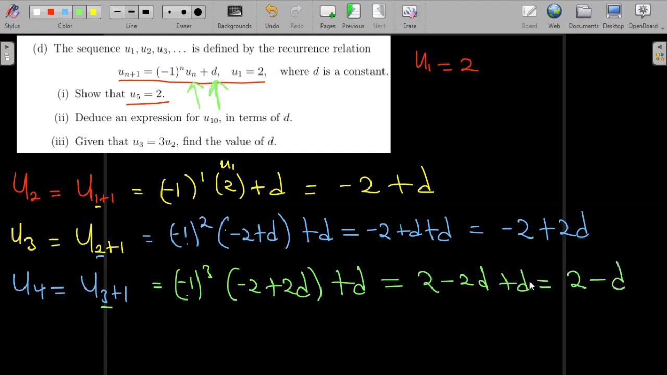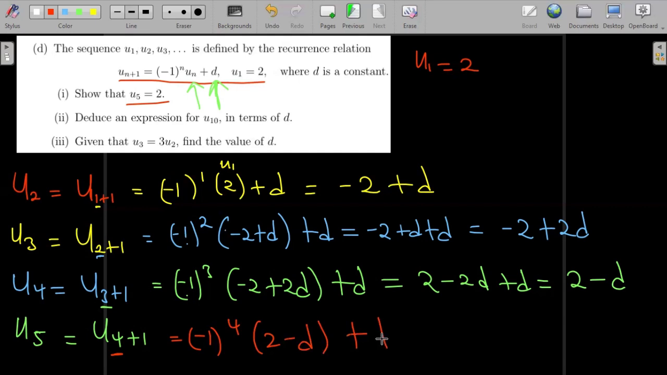Okay, so let's look at U5. U5 is the same as U4 plus 1. So the N is 4 now. So minus 1, the power 4. And then here, I'm going to put U4. But U4 is just 2 minus D. And then plus D. So this one is raised to an even power. So it will be a positive number. So positive 1 multiplied by 2 minus D, and then plus D. This will just give me 2.